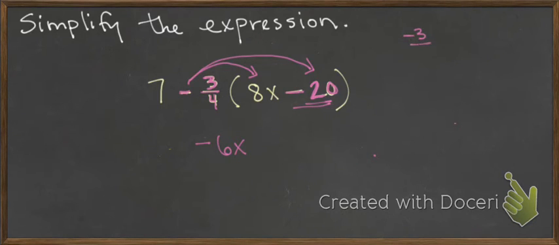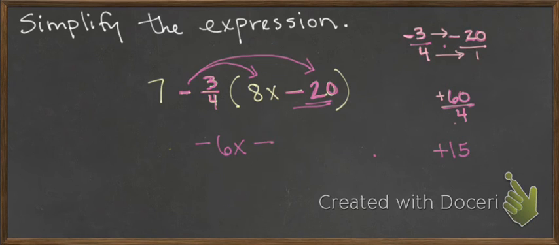So negative 3/4 times negative 20. Remember, the first step is to change that whole number to a fraction, and then multiply across. So I'm going to assign that negative sign to my numerator. So this is negative 3 times negative 20 gives me positive 60. And then 4 times 1 is 4. Can I simplify it some more? 60 divided by 4 is 15. So we get a positive 15.